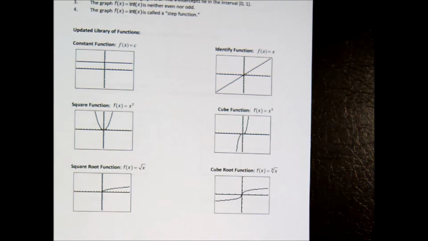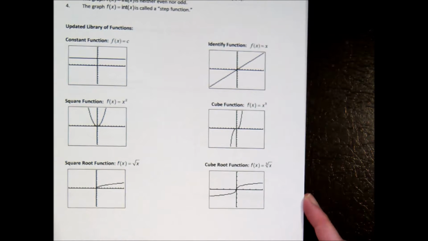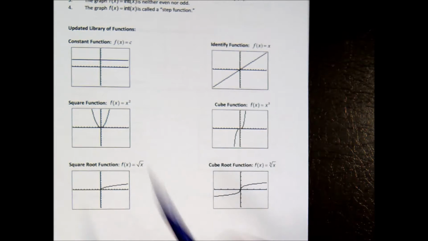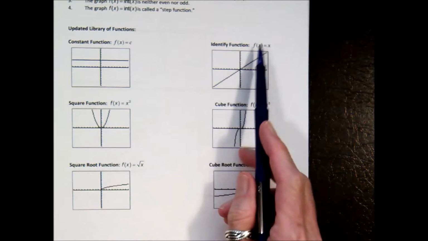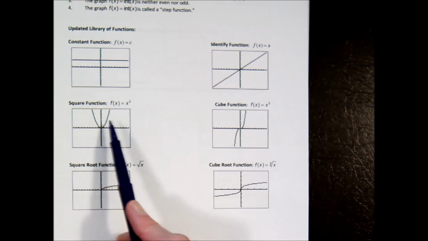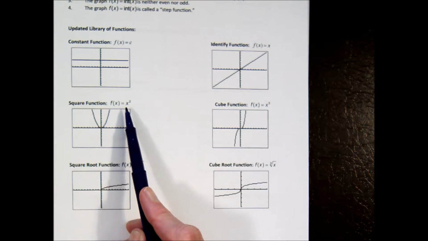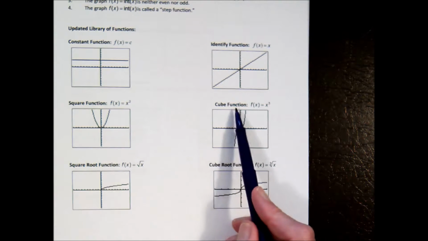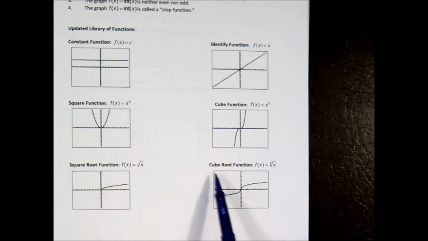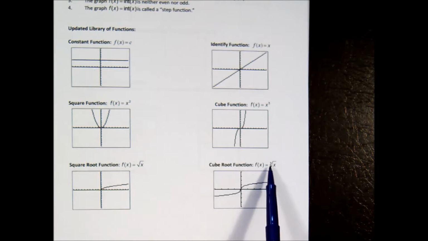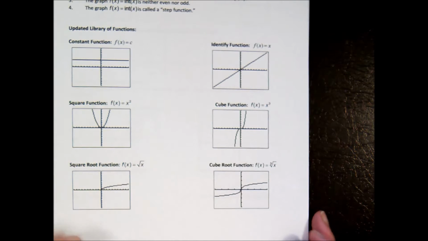So if we look at this updated library of functions, the ones that you need to know are the constant function, what we call the identity, where y equals x, the square, f of x equals x squared, that's the parabola, the cube, f of x equals x cubed, the square root, f of x equals square root of x, so it has to be positive, it doesn't go into the negative side here. The cube root, f of x equals cube root of x. That's the first one we did in this video.